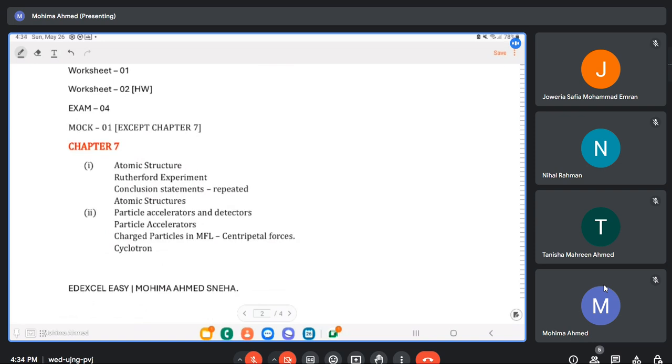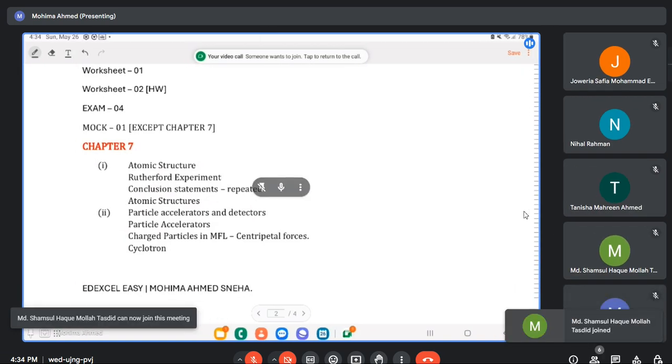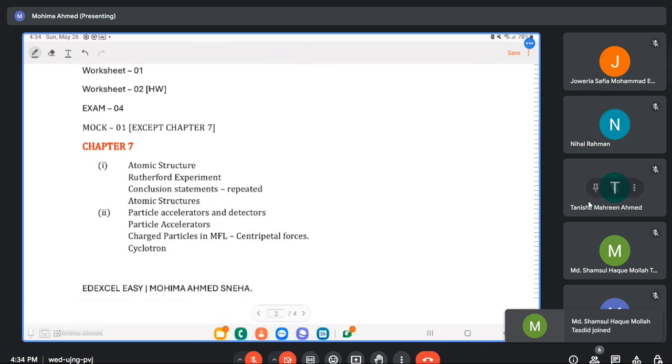Chapter 7 is quite small, so it won't take more than 8 or 9 classes. And that is also the maximum number of classes that I'm saying, but it might also take fewer classes than that.